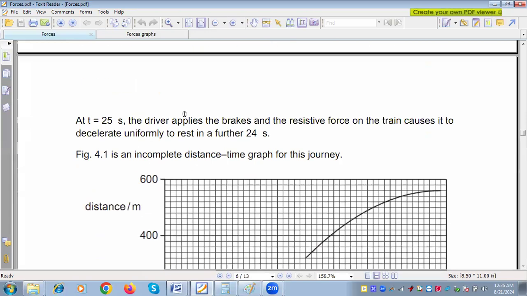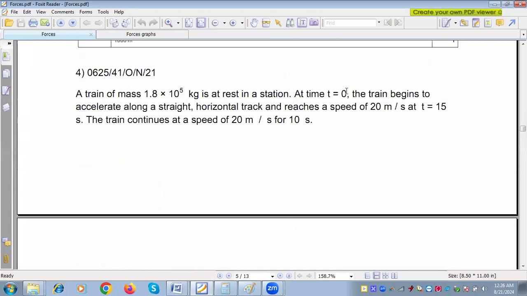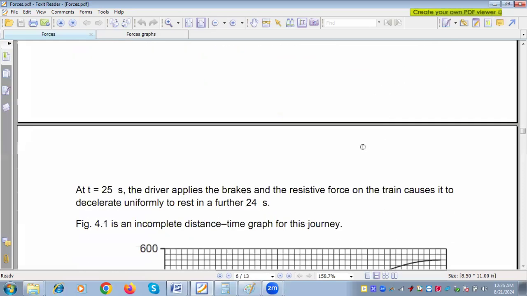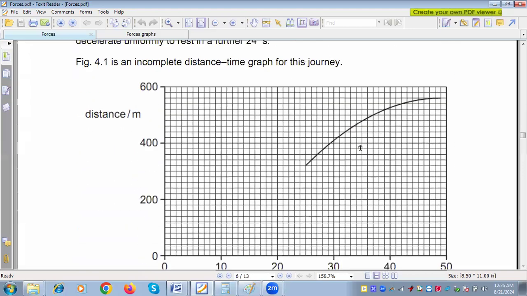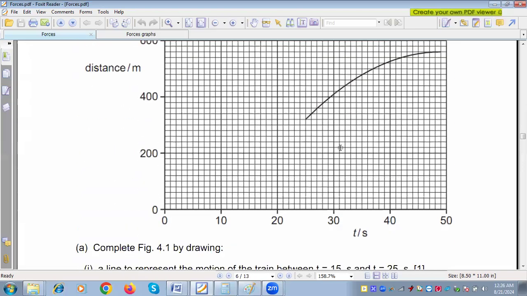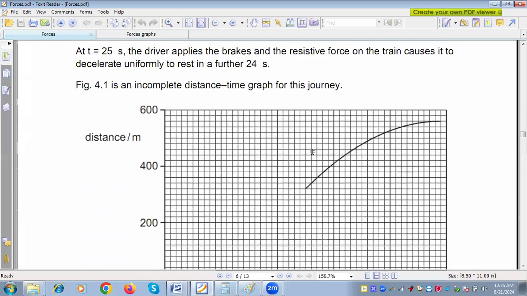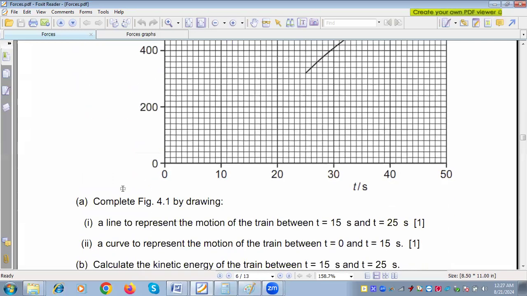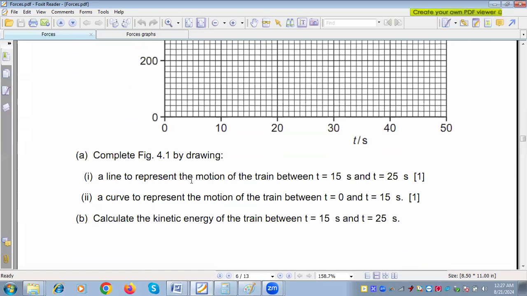Okay, so the question says that it reaches 20 meter per second at t equals to 15 seconds. So it means we have to find out what will be the distance at that time. Then we can draw the graph correctly. Okay, so it's an incomplete graph. Of course, they will ask us to complete the graph by drawing a line to represent the motion of the train between t equals to 15 and t equals to 25.